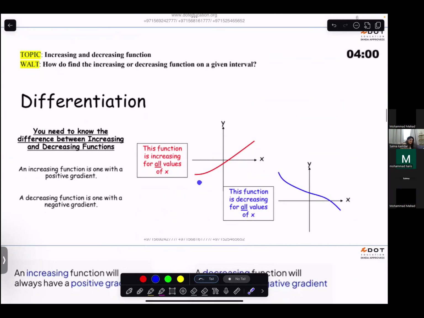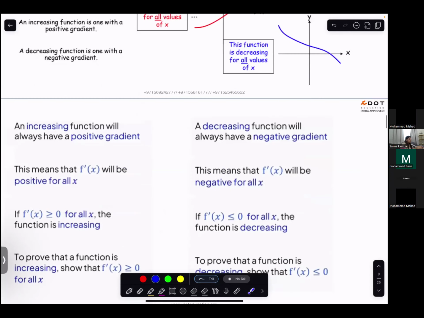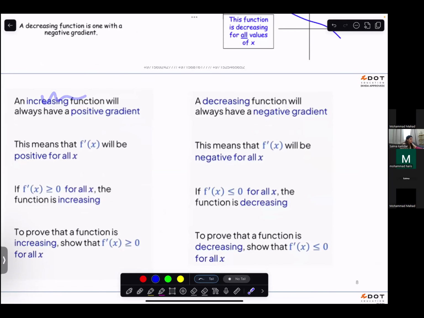Is it increasing or decreasing? Increasing function. How would you say it? The function is increasing for all values of x. Very good. How would you say this? The function is decreasing for all values of x. Can you tell me some things about an increasing function? It has a positive gradient, and when you do dy by dx, you're going to get a positive value for all x's.